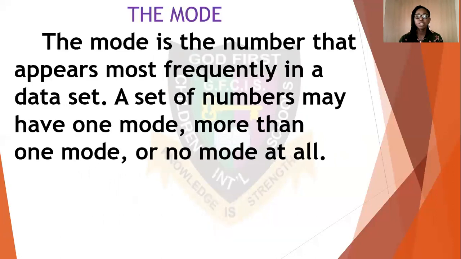Moving on to the mode. The mode is the number that appears most frequently in a data set, that occurs most in a given set of numbers. The mode can be one, or can be more than one, or there can be no mode at all.